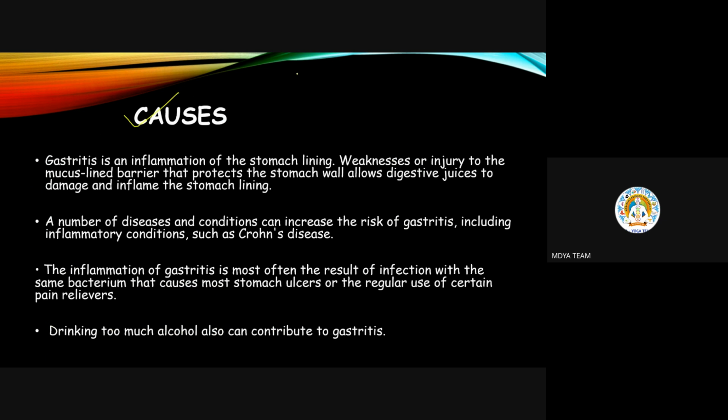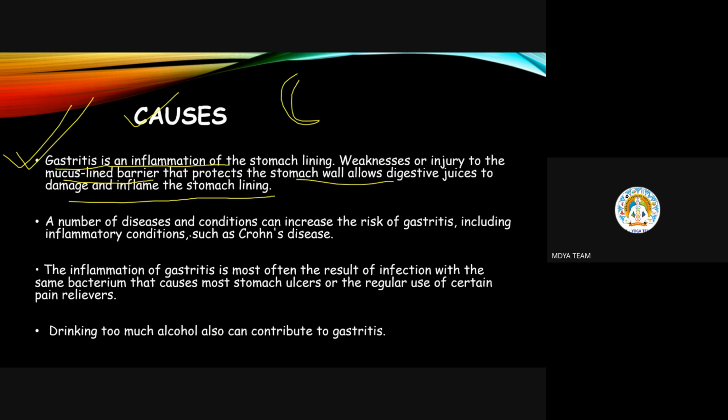So, the causes, whatever I have told you before, the whole process of how it gets inflamed, is written in words here. Still, we can read it once. Gastritis is the inflammation of the stomach lining, from weakness or injury to the mucus lining. The mucus lining is the mucosal membrane, a barrier that protects the stomach wall. This condition allows digestive juices to damage and inflame the stomach lining. So these acids, which are even useful for us, are now acting as a problem for us.